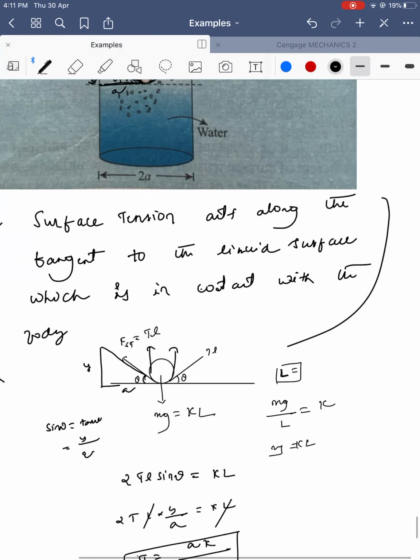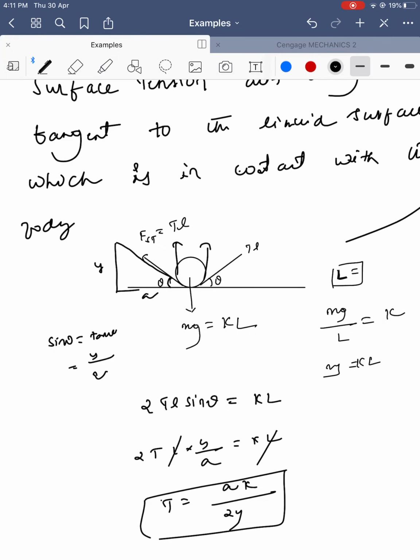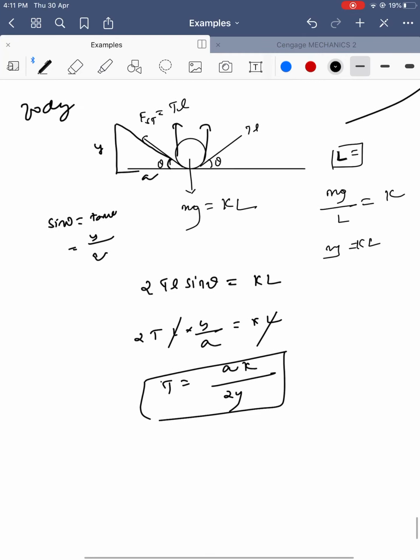So determine the surface tension. So surface tension, we got the value a into k by 2 into y. Okay, so let's go to the other question.